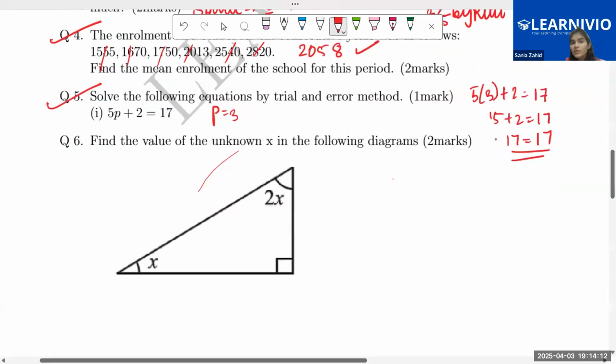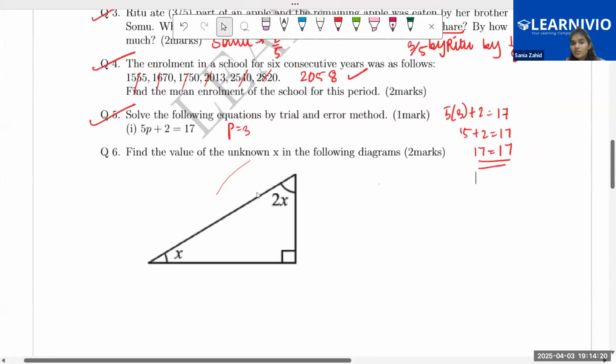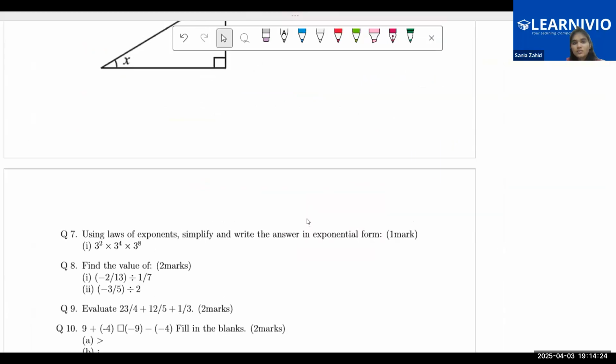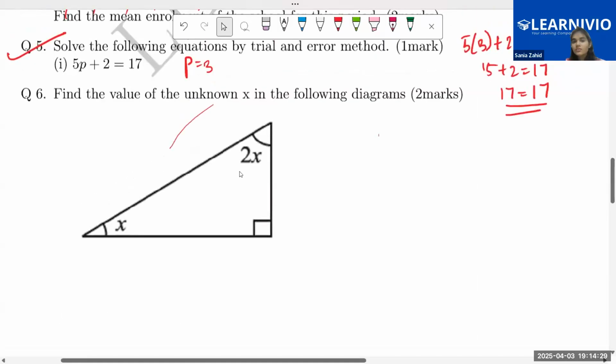Okay, ma'am. Now next you have is question number 6, which says find the value of the unknown x in the following diagrams. So you have a diagram, and you have to find the value of x. Can you do this? Yes, ma'am. One second. Okay. Can you do this question?